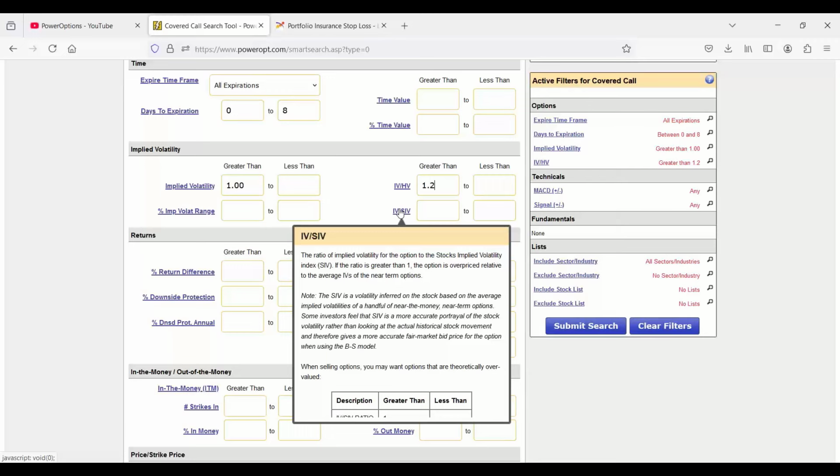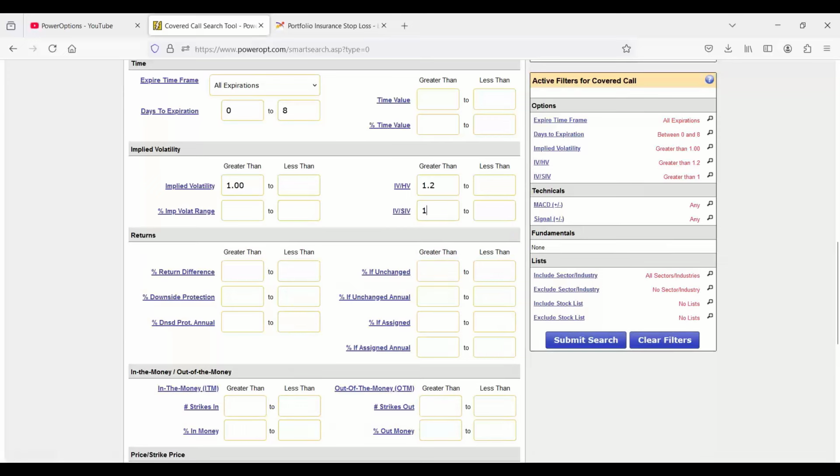So it's giving you an average, or what are all the implied volatilities of the options on this same security near term, in or out of the money? And how does your option compare to that? Let's just put this at greater than 1 as well.